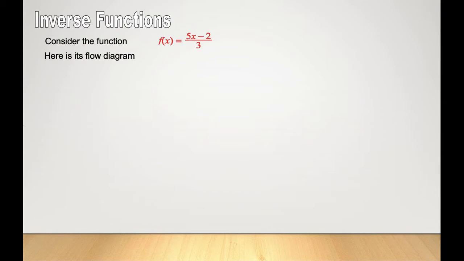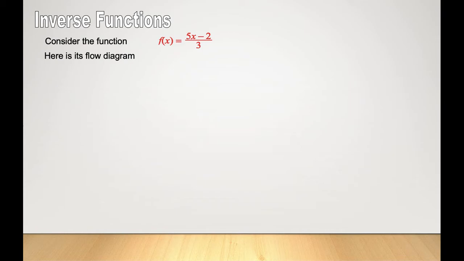First I'll illustrate inverse functions with a flow diagram. Now consider the function f of x equals 5x minus 2 divided by 3. This is the function, and I'll show you its inverse function. First I will show you a flow diagram for this function. After that we will draw the flow diagram in the opposite way, with each operation replaced by its inverse.